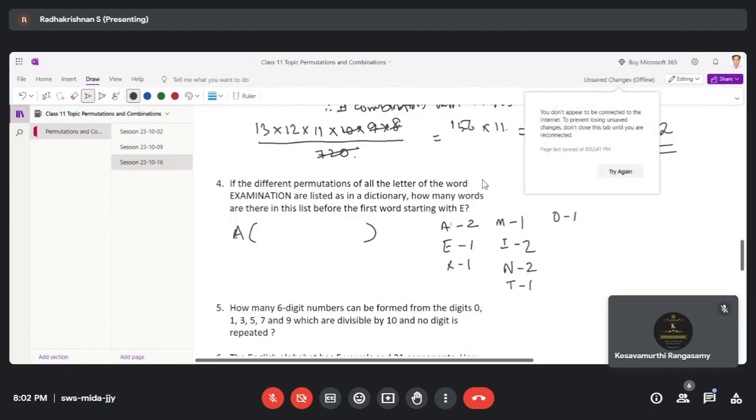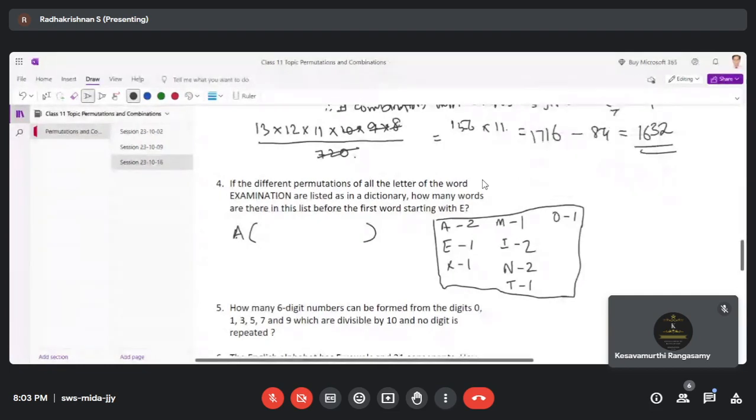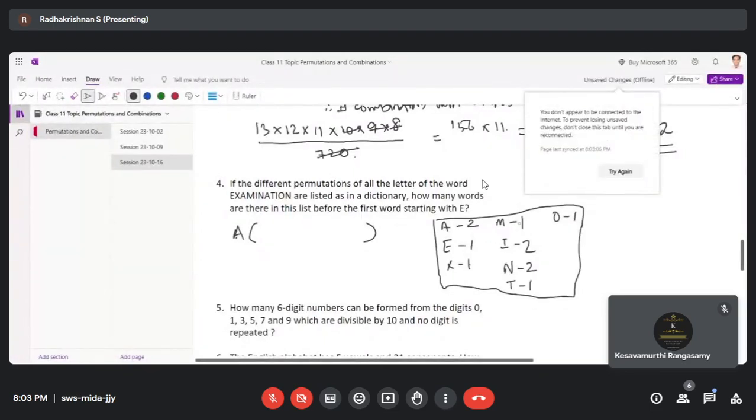So this is your total configuration of this word examination. We'll cross check: 1 2 3 4 5 6 7 8 9 10 11, right? 11 letters are there, and we see that there are 2 A's, 1 E, 1 X, 1 M, 2 I's, 2 N's, 1 T, 1 O. So 1, 2, 4, 6, 7, 8, 9, 11. So it is matching. So this is your total configuration of the word examination.